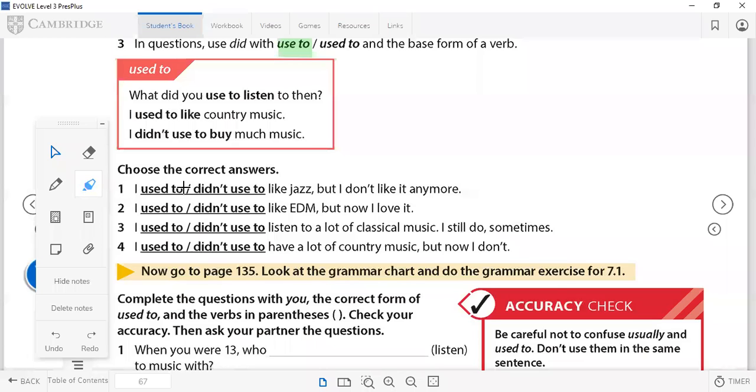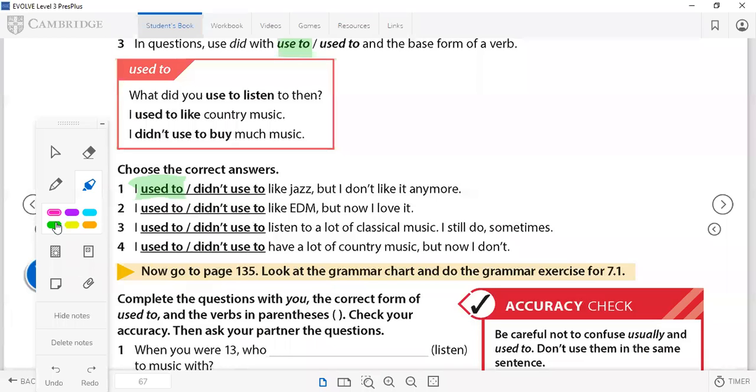Solía gustarme, pero ya no me gusta más. Okay, it's a contrast. Number 2, like EDM, but now I love it. Here we have a contrast between the past and the present. I didn't used to. No solía gustarme EDM, but now I love it. Y ahora lo amo.